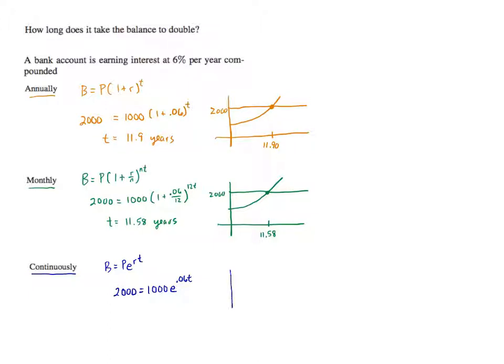So if we were to graph this like the others, here's our 2,000 mark. Here's our account at 1,000 growing. We need to find out where this point is along the graph. Turns out that's at 11.55 years. So if we'd solve the equation, we should get t equals 11.55 years.